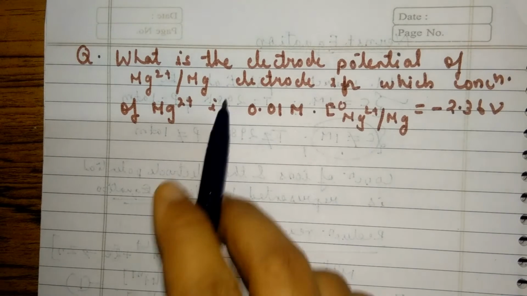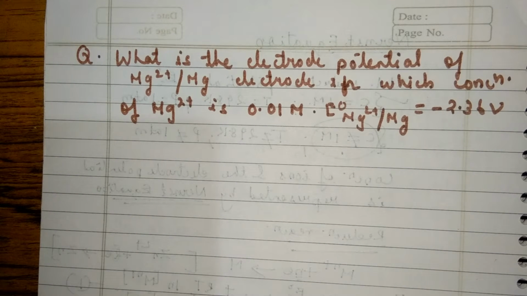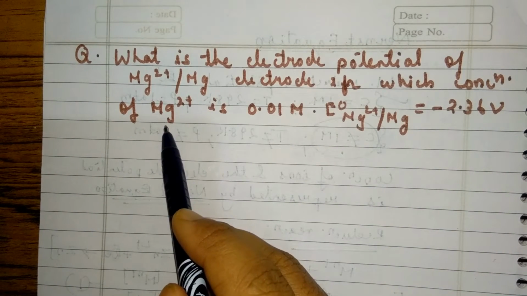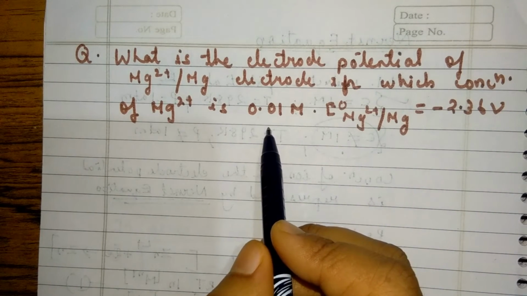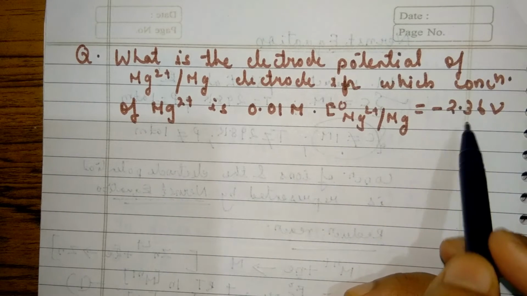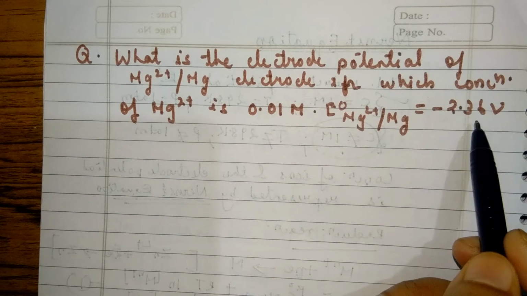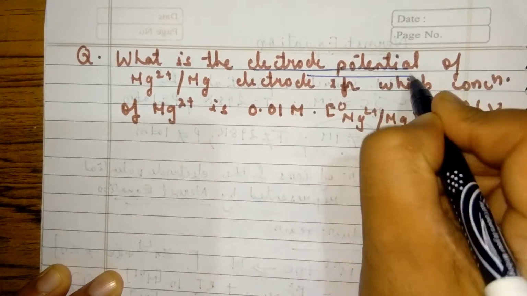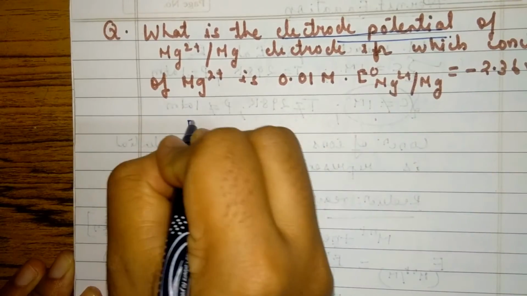Let us see a question. What is the electrode potential of the Mg2+/Mg electrode in which the concentration of Mg2+ is given? The value for C is given. E0 of Mg2+/Mg, the standard reduction potential for magnesium, is also given. So, we are asked to find out the electrode potential. How to find out the electrode potential?